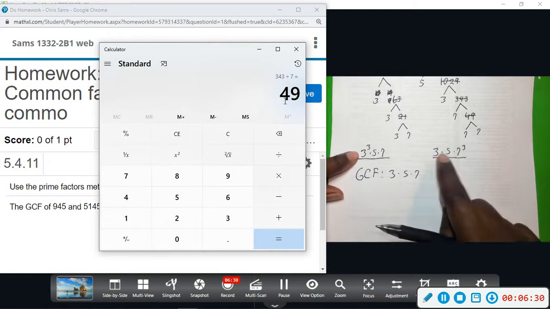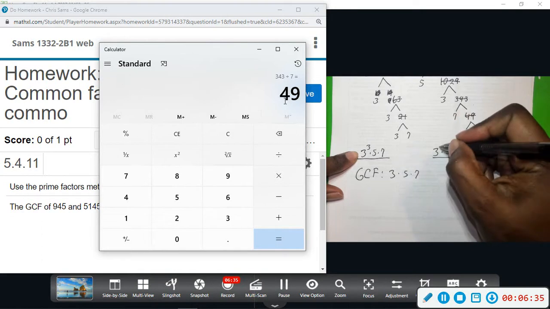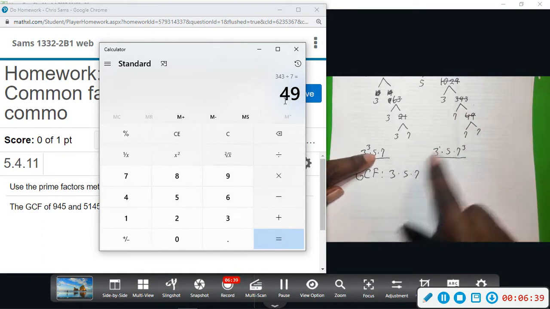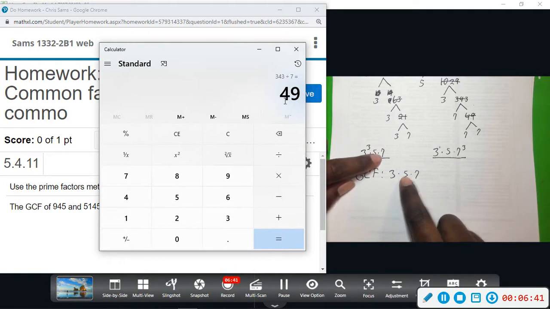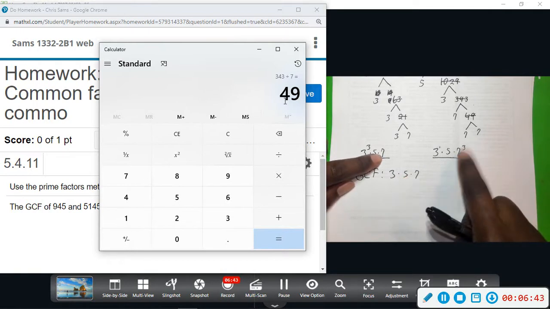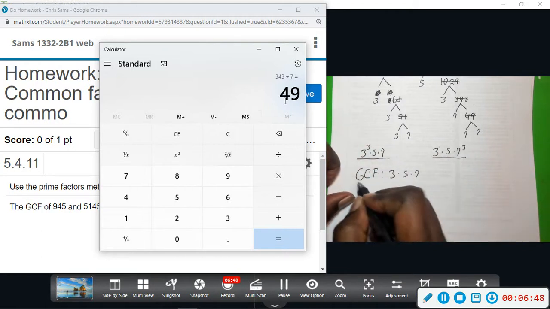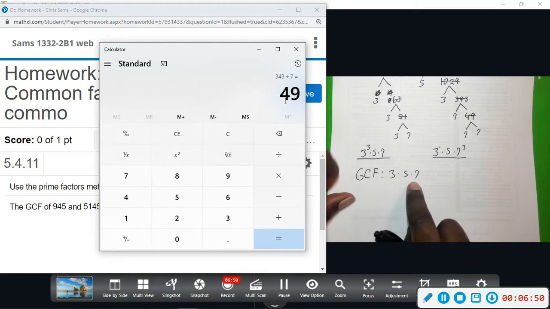So out of the 3's, the smallest one has an exponent of 1, understood. So just leave the 3. Out of the 5's, they both have 1, so they're both the least. And then out of the 7's, one has a 3, but this has a 1. So it's weird that the greatest wants the smallest exponent, but that's what they want.